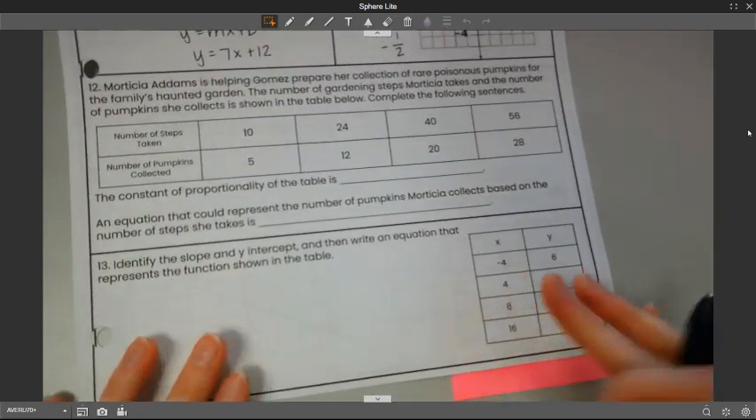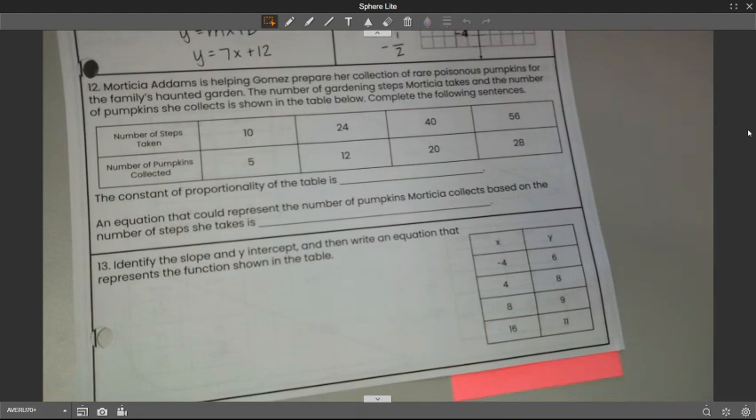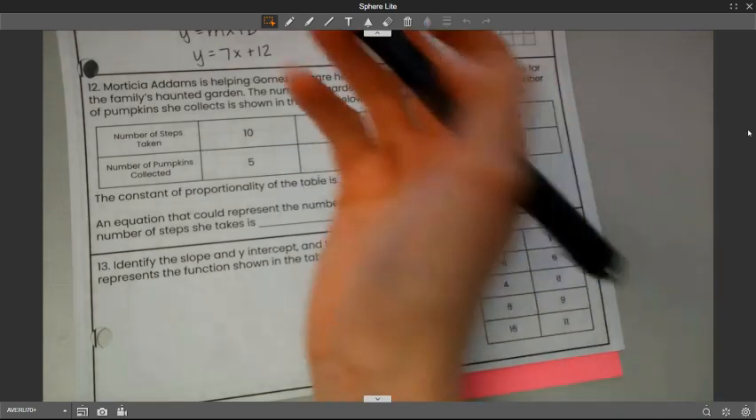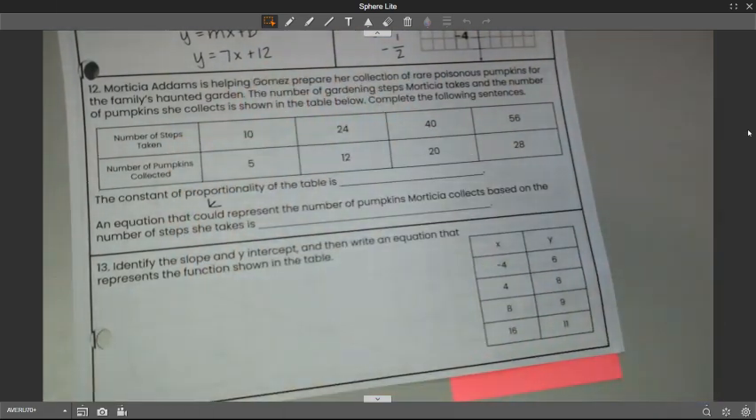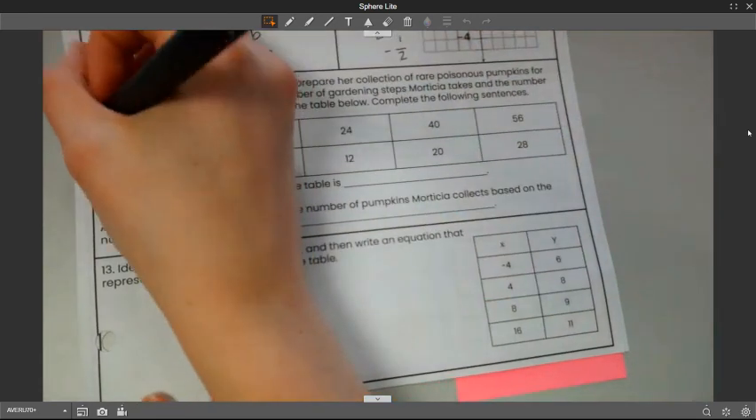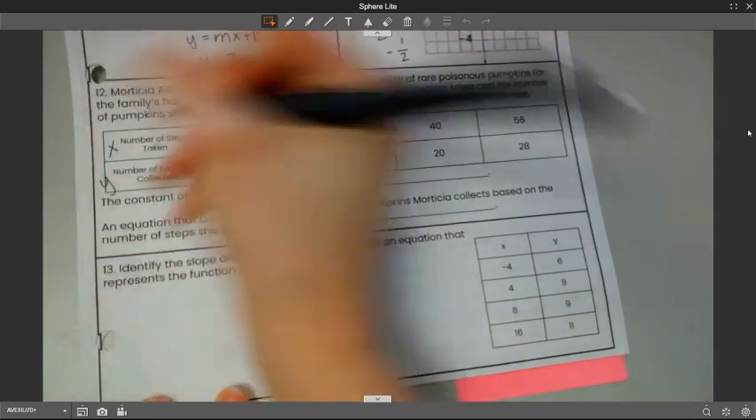Number 12, Morticia Addams is helping Gomez prepare her collection of rare poisonous pumpkins for the family's haunted garden. The number of gardening steps Morticia takes and the number of pumpkins she collects is shown in the table below. Complete the following sentences. So it's asking for the constant of proportionality, and then it's asking for the equation. Because it asked for the constant of proportionality, this is telling you I'm looking for k. It's proportional. You could double check that by doing y divided by x and see if it's the same the whole way down. Remember, x is always going to be the first row and y will be the second.